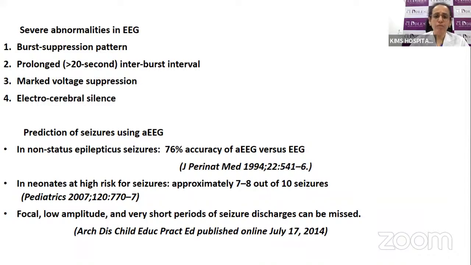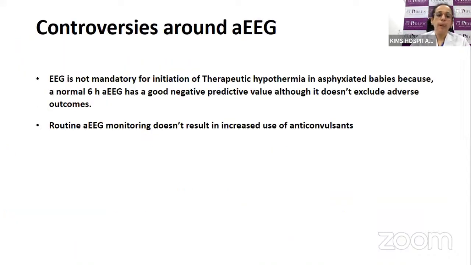But roughly, in neonates with high risk of seizures, approximately 7 to 8 out of 10 seizures will be detected using the amplitude integrated EEG. Once we detect anything, the same should be confirmed with the conventional EEG, because doing a conventional EEG is a little bit more technically difficult and needs a lot of technician, equipment, and all those supports when compared to the amplitude integrated EEG, which is a bedside procedure. Short periods of seizure discharges can be missed in aEEG. So that is the reason which has 76% accuracy when compared to the conventional EEG, which is a good number. So now there are some controversies around aEEG.